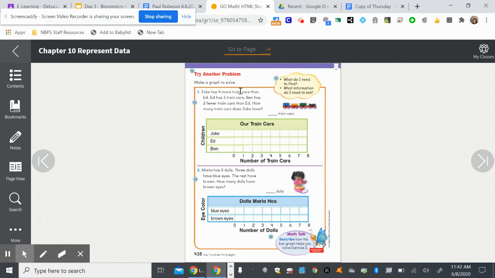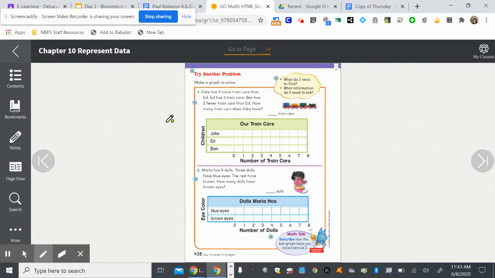Jake has 4 more trains than Ed. Ed has 3 train cars. Ben has 2 fewer train cars than Ed. How many train cars does Jake have? So we really have to think about this. So our train cars, and we have Jake, Ed, and Ben, and the number. So I'm going to look at my information that I know. Jake has 4 more trains than Ed. So I don't have Ed's here yet, so I can't fill that in.